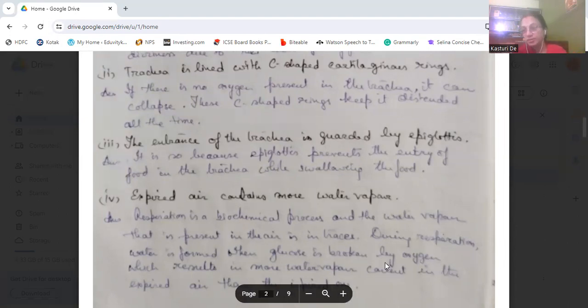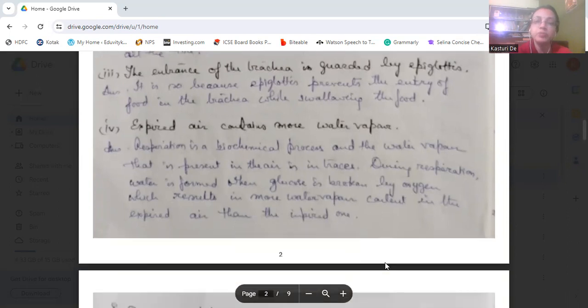If by chance food enters into the trachea, then the person coughs it out. Otherwise it will choke the throat. The oxygen will not be able to go inside the trachea, inside the lungs. So that's why the epiglottis guards the trachea. Then, expired air contains more water vapor.